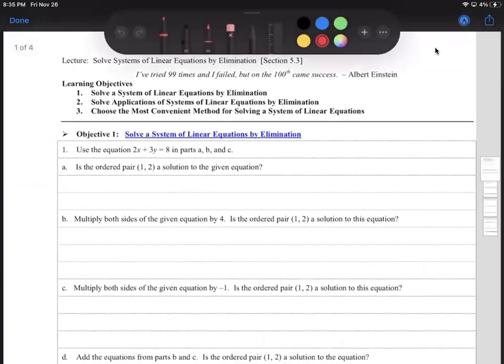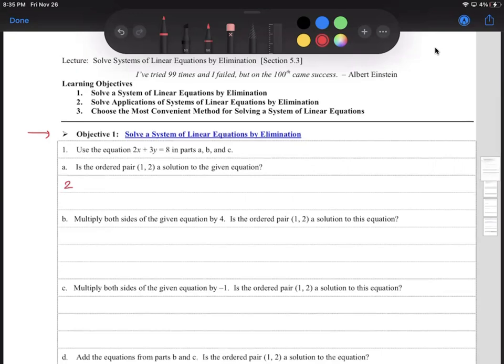First, objective 1. Using the equation 2x plus 3y equals 8, we want to test if the ordered pair (1, 2) is a solution of the given equation. In order to do so, all we have to do is plug in the ordered pair to see if the left-hand side equals the right-hand side, right?